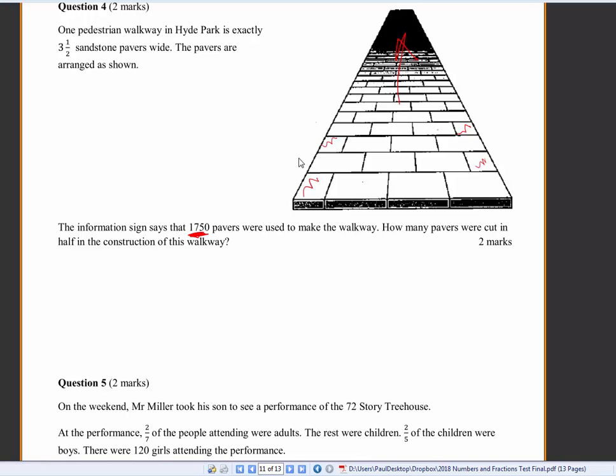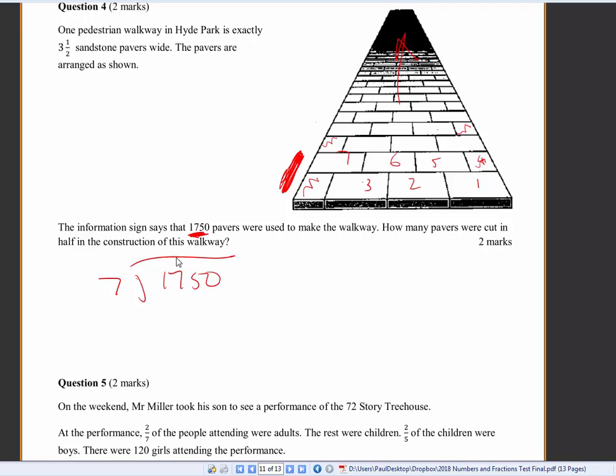So I note that in these 2 rows here, I've cut 1 brick in half to form this row. So what I note here is it's taken me 1, 2, 3, 4 for those half bricks, 5, 6, 7. 7 bricks were used to make 2 rows. So I want to find out how many 2 rows there are here. So what I'm going to do is take 1750 and see how many times 7 will go into it. And this will tell me how many lots of these 2 rows I'll be able to make.